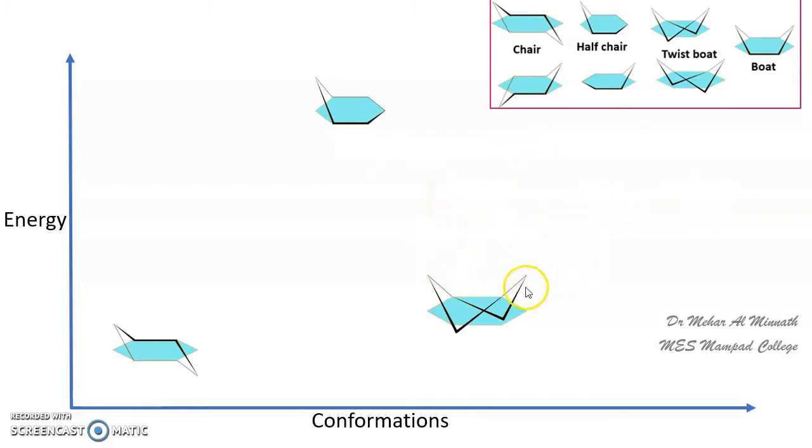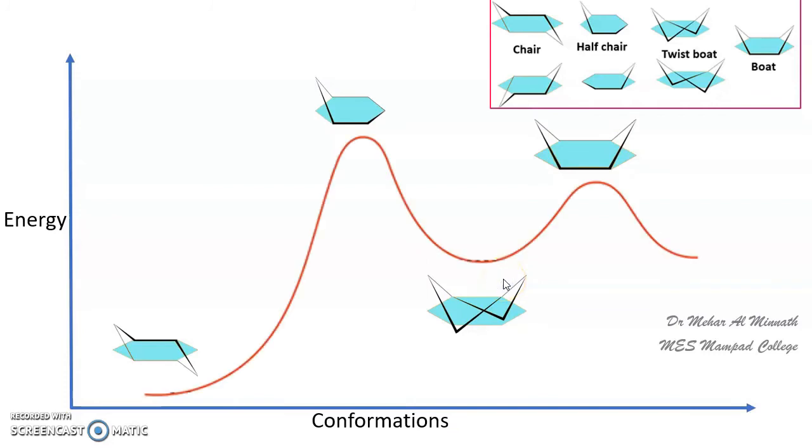Now, from the twist boat, when it goes to boat form, what happens? There will be again an increase in energy because of the flagpole interaction, and also the 4 carbon atoms come in the same plane. In twist boat, they are all out of plane, isn't it? So when we plot the graph, it'll appear something like this.